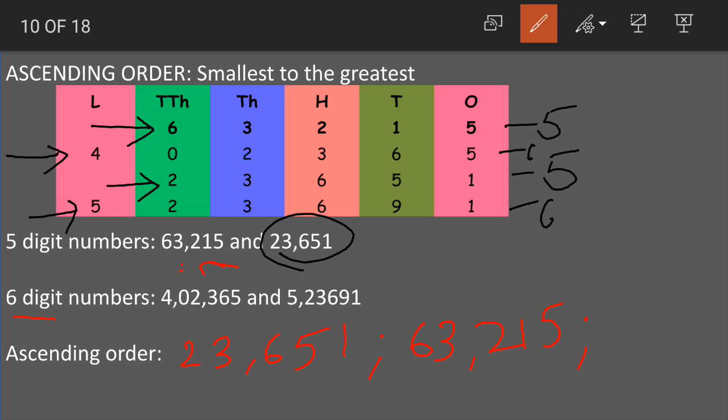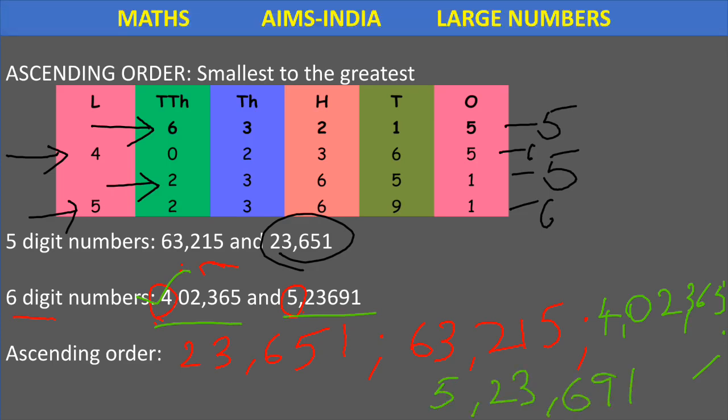Now coming to the 6-digit numbers, let us compare the digits in their highest places. 4 and 5. Which is the smaller number among these two, 4 and 5? 4. So this whole number becomes the smallest number here, 4,02,365. And the last number remaining here is 5,23,691. Clear, children?